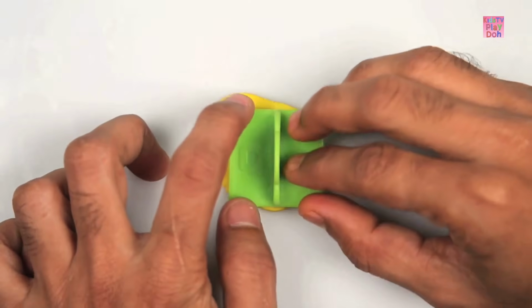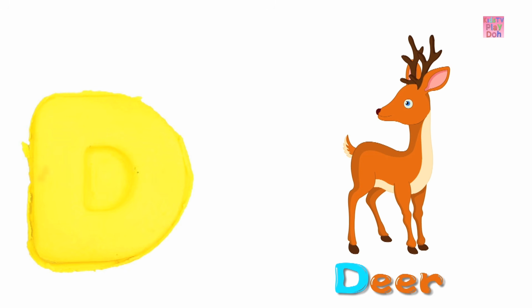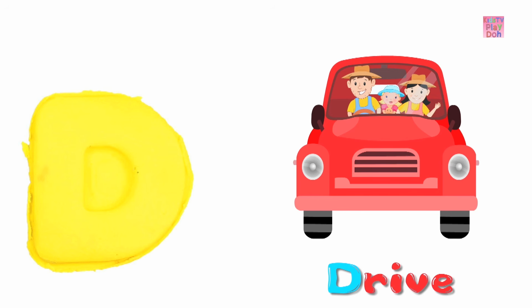Here comes the letter D. D. D is for dolphin. Dolphin. D is for deer. Deer. D is for dance. Dance. D is for drive. Drive.